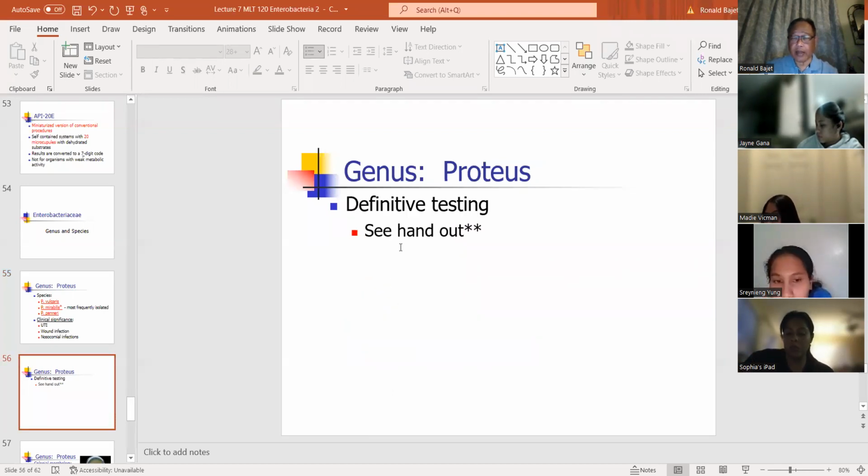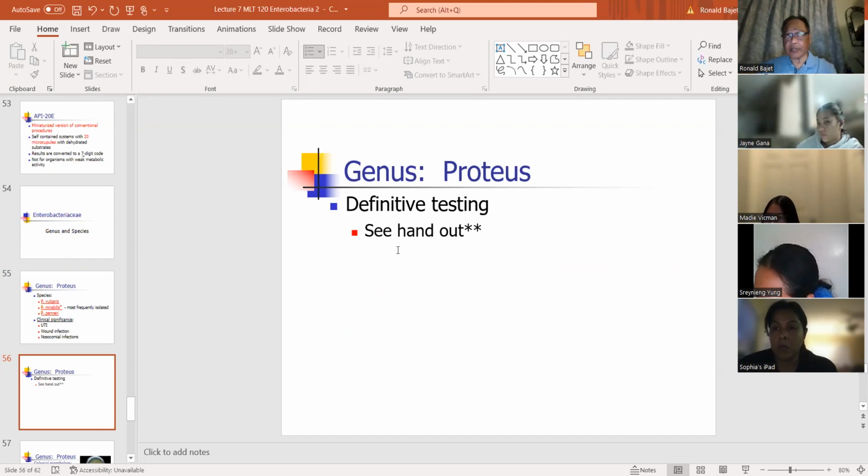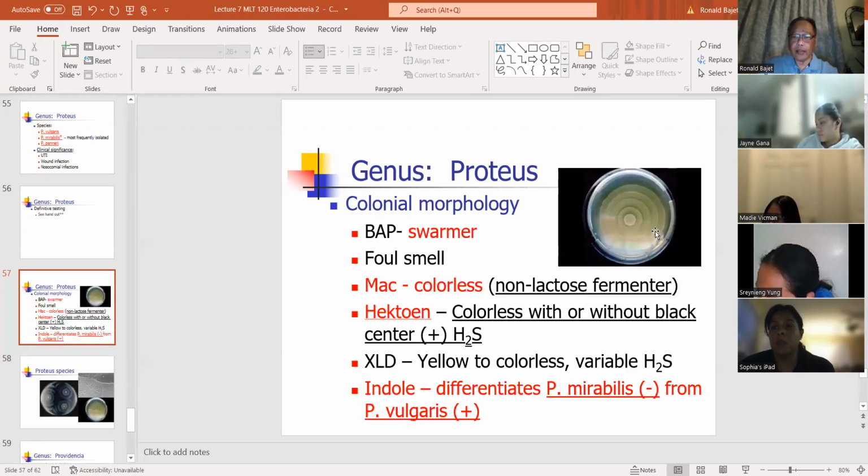The handout I'm talking about here is the Ewing's flowchart. I'm going to talk about the Ewing's flowchart later on too, and especially when I do the review tomorrow. Okay, one colony here, and from this colony, a lot of swarming took place. Those are swarms. These waves are swarms from this one colony here. So that's the main characteristic of Proteus. It's a swarmer. It has a particular foul smelling smell.